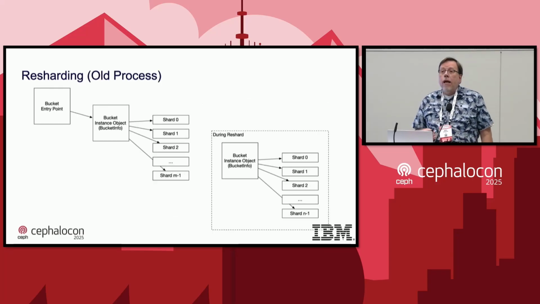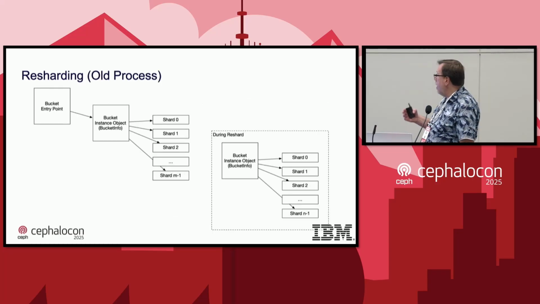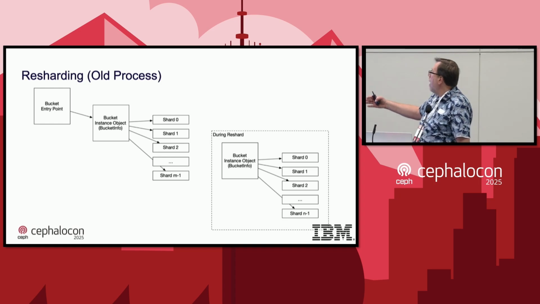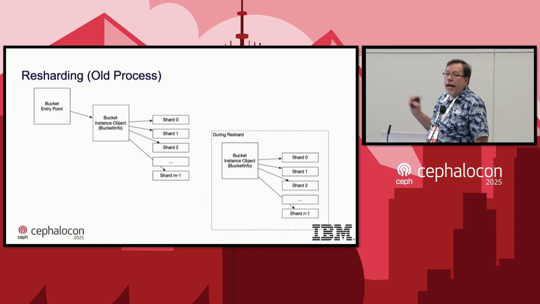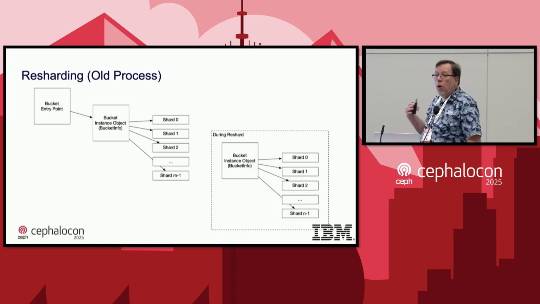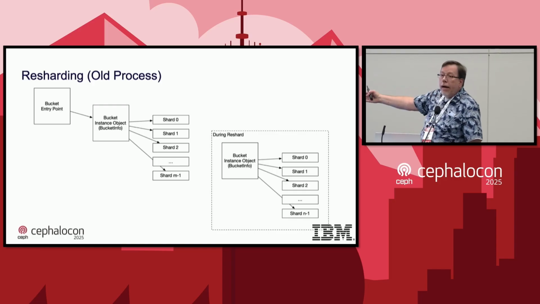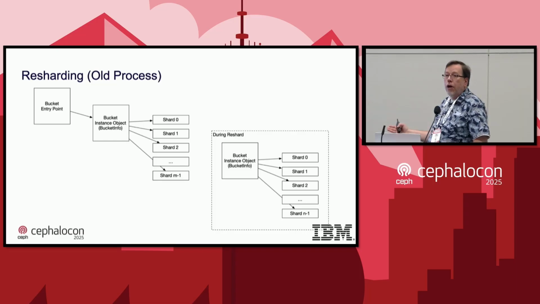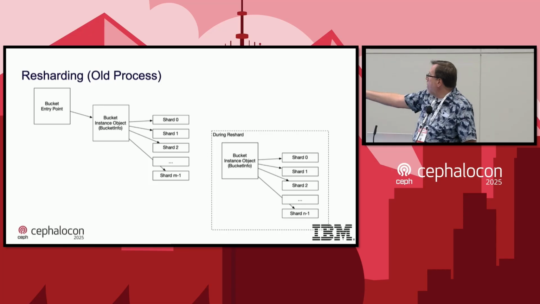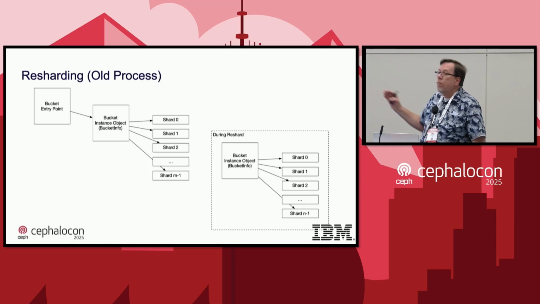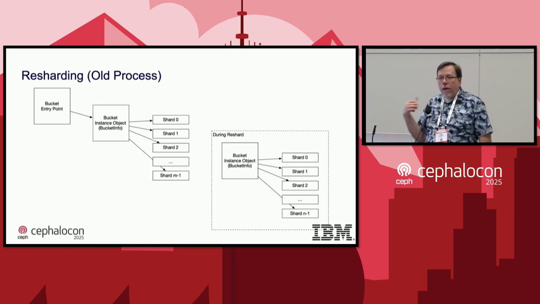All right, this is how resharding used to be done. When we wanted to reshard a given bucket, we would lock down the bucket so that no writes could occur during that period of time. We would then create a new bucket instance object and copy the data from the old shards into the new shards. As the final step to commit that, we would then have the bucket entry object refer to the new bucket instance object. And then we would allow writing once again.